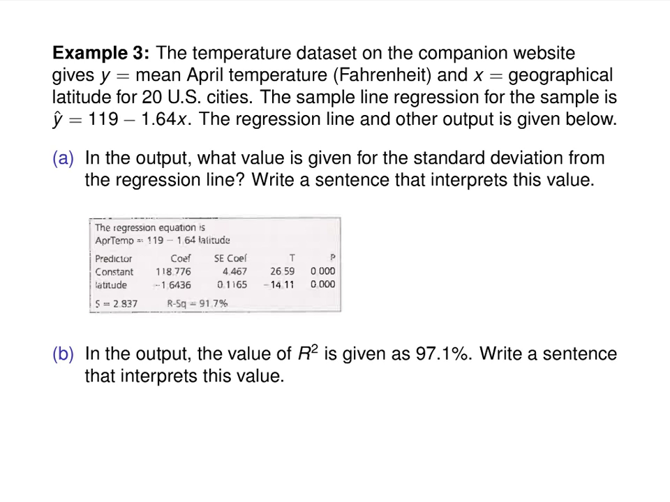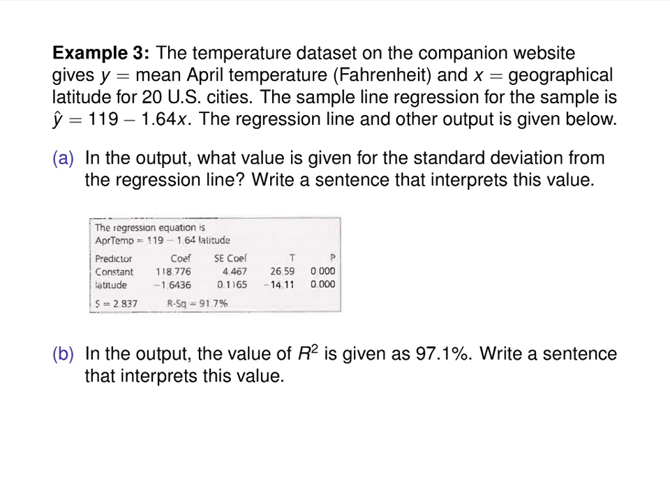So the temperature data set on this companion website gives us the mean April temperature in Fahrenheit based on geographical latitude. We live really far north. As latitude goes up, temperature goes down, right? Also, elevation matters, right? So for some places at various latitudes, they are colder or warmer than they would be on average because of other anomalies, like Colorado's probably colder than average because it's at high elevation, right?